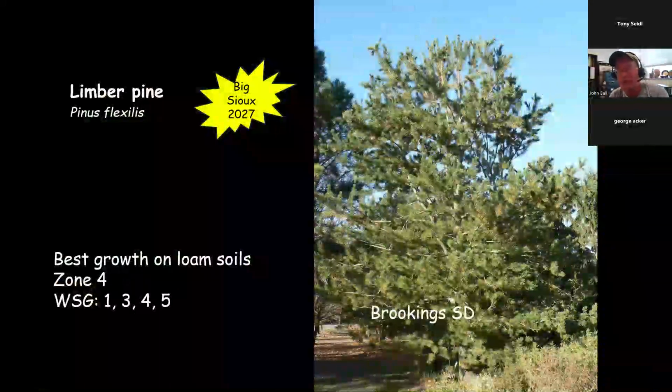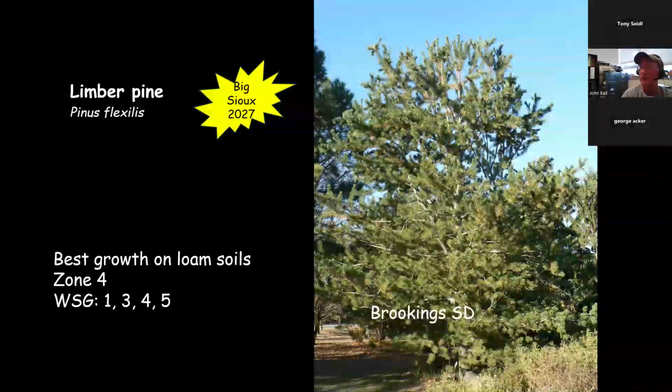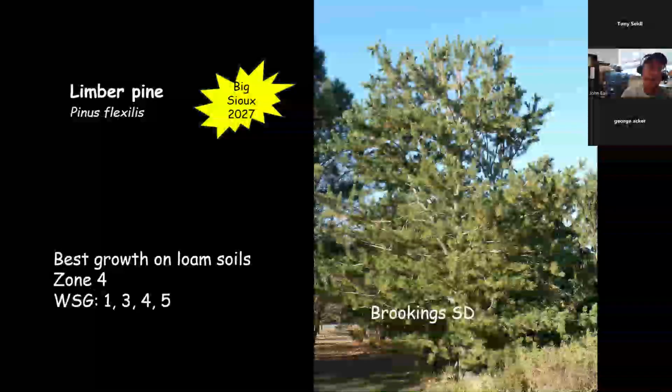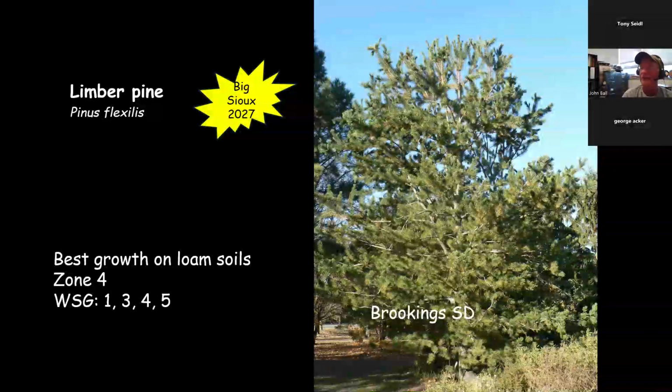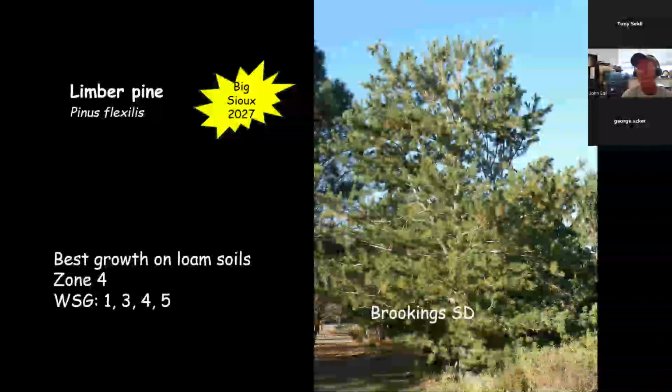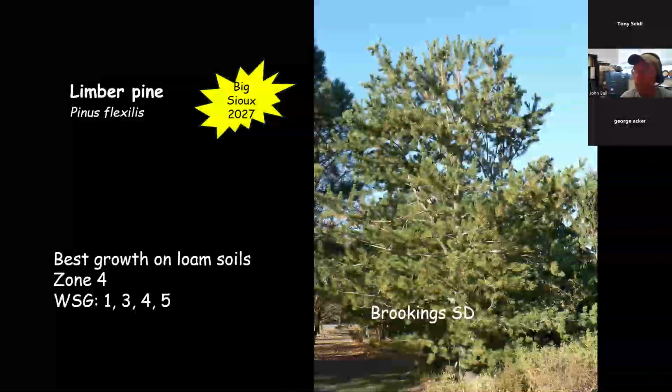Limber pine, I was really pleased to see limber pine on that list coming up for the Big Sioux Nursery for the conservation districts. I think this tree has some real possibilities as well. It is native to South Dakota. It's found up in the spires in the Black Hills. Notice, like many of our conifers, it's the 1, 3, 4, and 5 for suitability groups. You'll notice kind of a common trend for a lot of these. Best growths on loam soils, but it can tolerate a little bit more open, more gravelly soil as well.